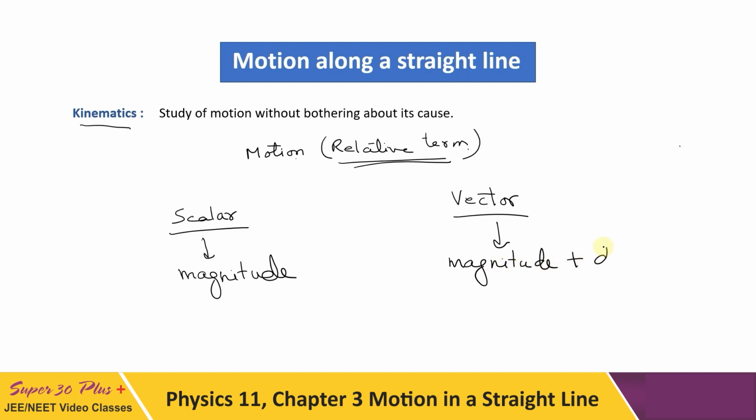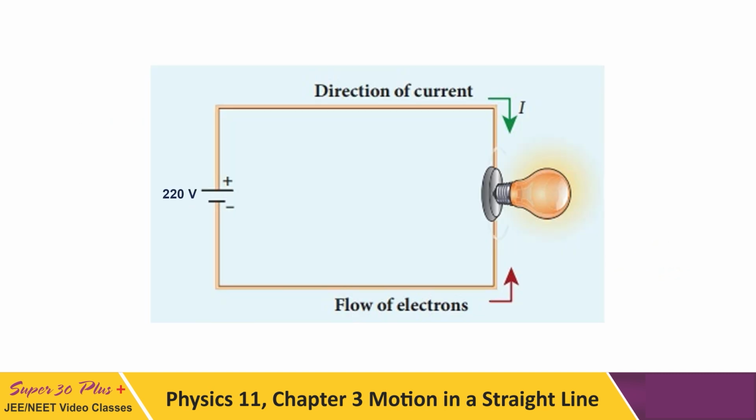Magnitude plus direction. Of course, one more thing is there: if a physical quantity is a vector, it must follow vector algebra, otherwise it won't be a vector. We know there is an example, which is current, which has magnitude and direction as well, but still it is a scalar because it does not follow the vector rules of algebra.